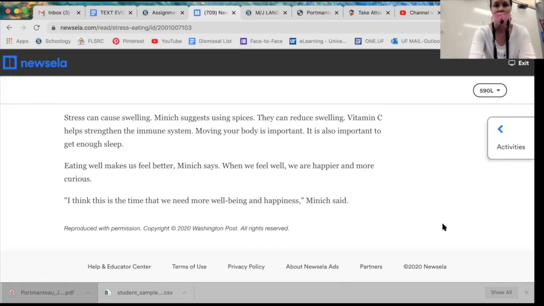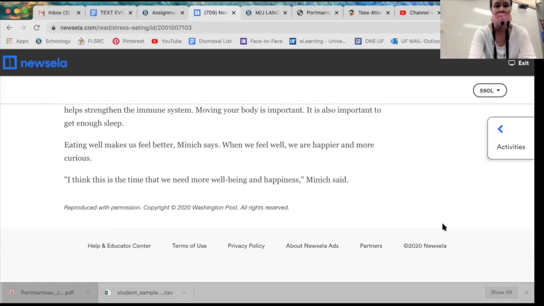Moving your body is important. It is also important to get enough sleep. Eating well makes us feel better. When we feel well, we are happier and more curious. I think this is the time that we need more well-being and happiness, Minik said.